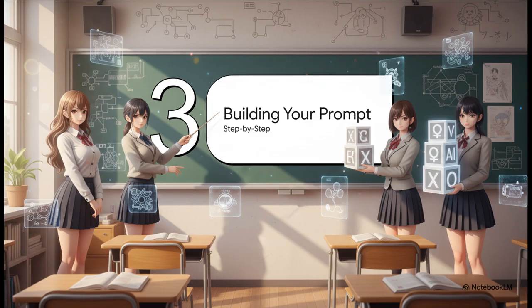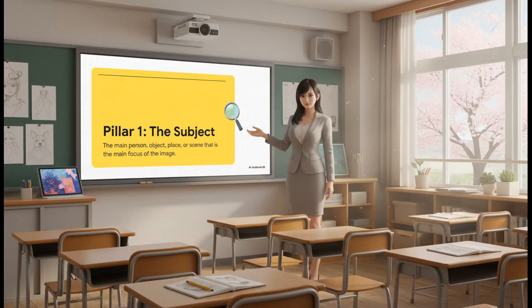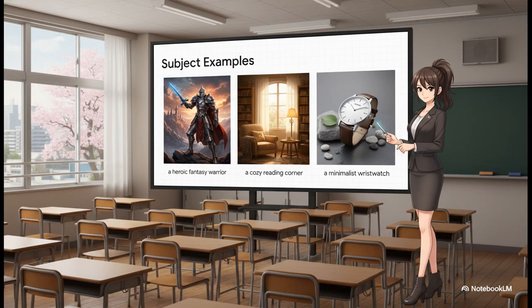All right, so let's see how this actually works. We're going to break down each of these 4 pillars, step by step, so you can see exactly how to use them to build your own awesome prompts. First up, we have pillar number 1, the subject. This is the absolute foundation of your image. It's the who or the what. It's the star of the show, and it is always where you should start. Be as clear and descriptive as you can right from the get-go. And what's really cool here is that a subject doesn't just have to be a person. It can be a place, like that cozy reading corner, or a specific thing, like a minimalist wristwatch. The key is, it's the main focus of your image.